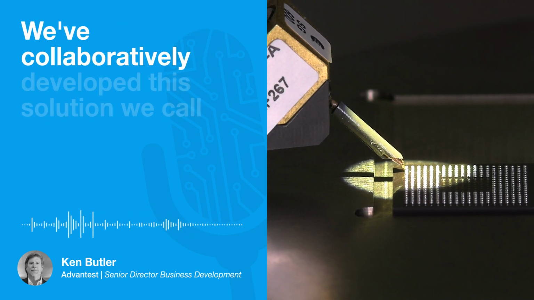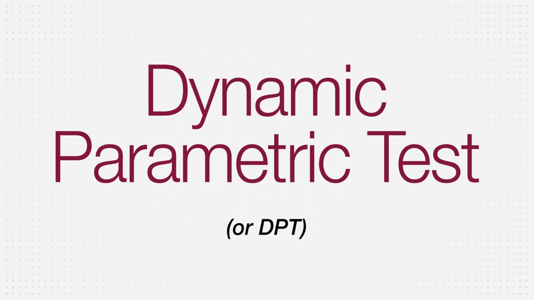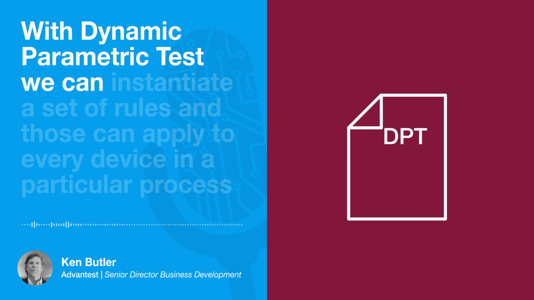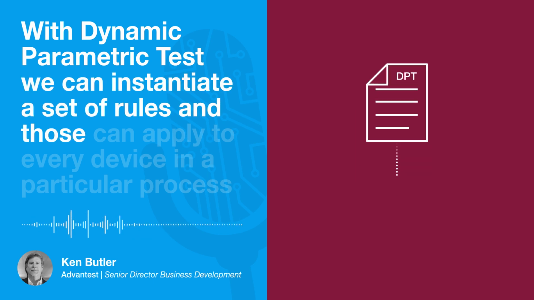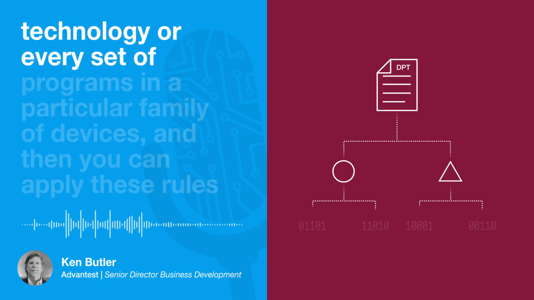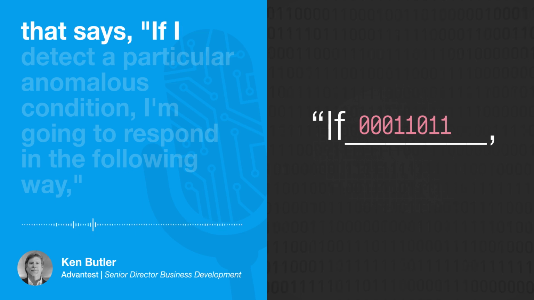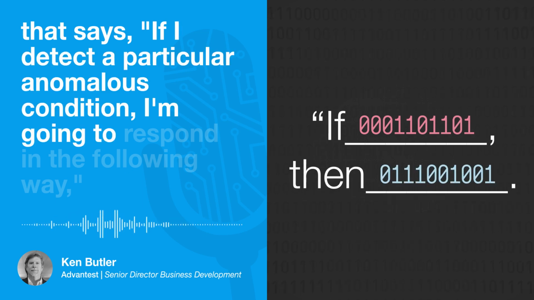We have collaboratively developed this solution we call Dynamic Parametric Test, or DPT. And with Dynamic Parametric Test, we can instantiate a set of rules. And those can apply to every device in a particular process technology or every set of programs in a particular family of devices. And then you can apply these rules that says, if I detect a particular anomalous condition, I'm going to respond in the following way.